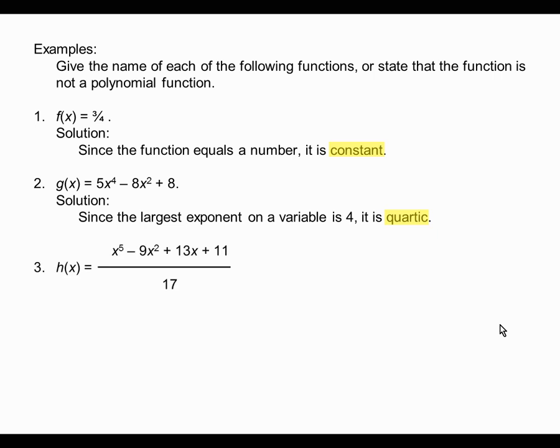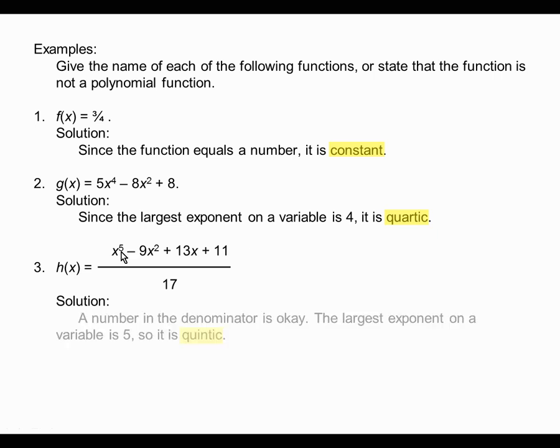Number 3. I have h of x equals x to the 5th minus 9x squared plus 13x plus 11, all over 17. So let's see our solution. Okay, remember, it's okay to have a number in the denominator. So this is a polynomial. Okay, it's okay to have a number. You just can't have a variable in the denominator. So since it is a polynomial, you look for the largest exponent on a variable. It's 5. So degree 5 is quintic.